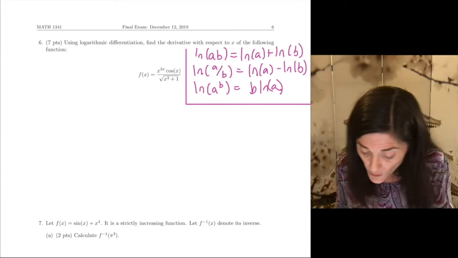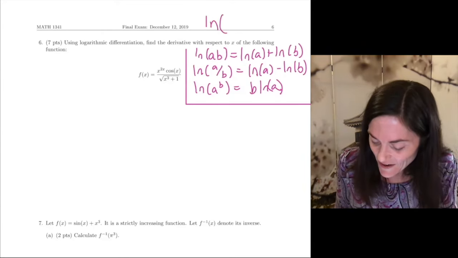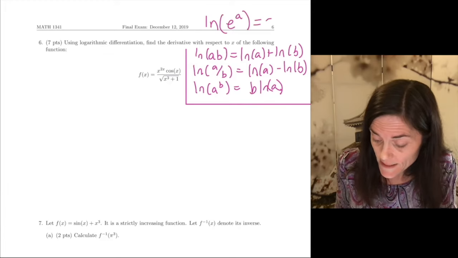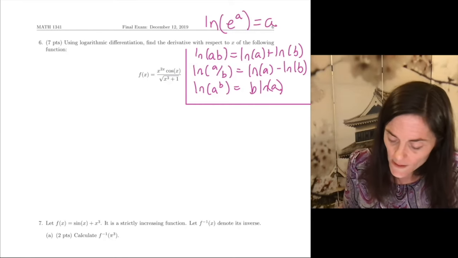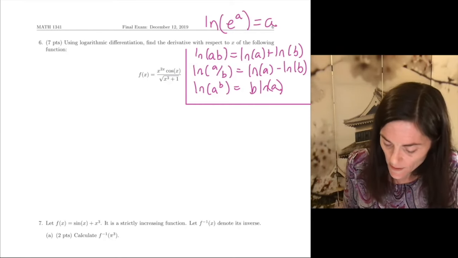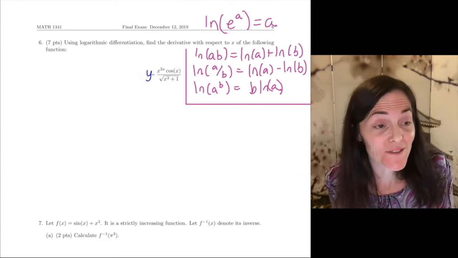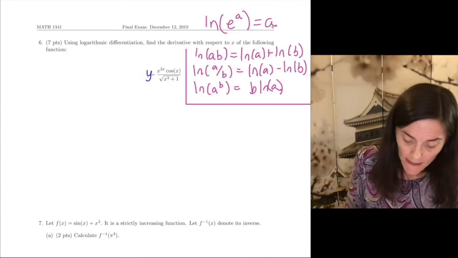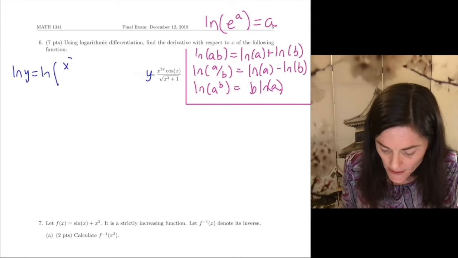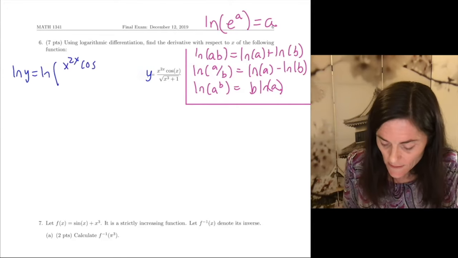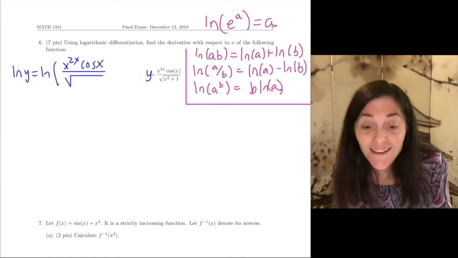Sometimes, I won't use it in this example, but we can also use that ln of, let's say, e to a power is just this power. So you will sometimes see that. So let me call this y. This is the way I always think about it. This is y. And then we are ready to begin logarithmic differentiation. What we want to do is take the natural log of both sides. So ln of y will be equal to ln of x to the 2x cosine x divided by the square root of x cubed plus 1.